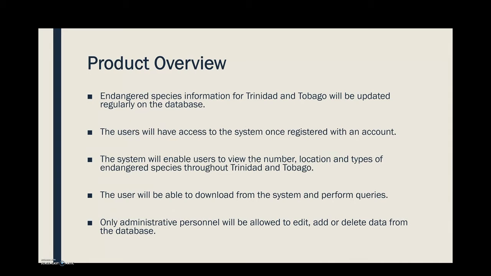Product Overview. Endangered species information for Trinidad and Tobago will be updated regularly on the database. The users will have access to the system once registered with an account. The system will enable users to view the number, location, and types of endangered species throughout Trinidad and Tobago. The user will be able to download from the system and perform queries. Only administrative personnel will be allowed to edit, add, or delete data from the database.